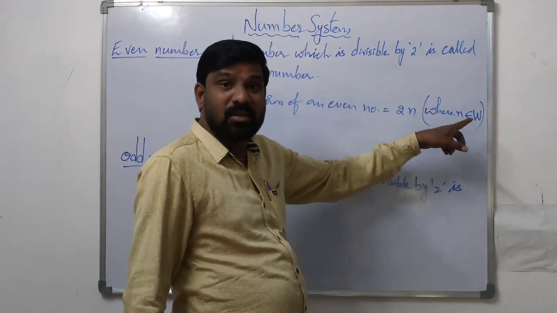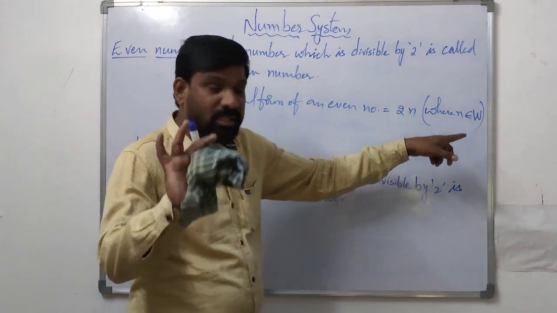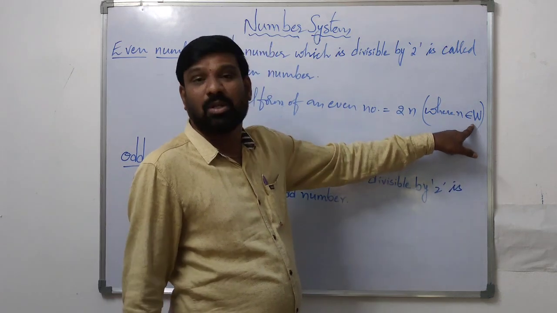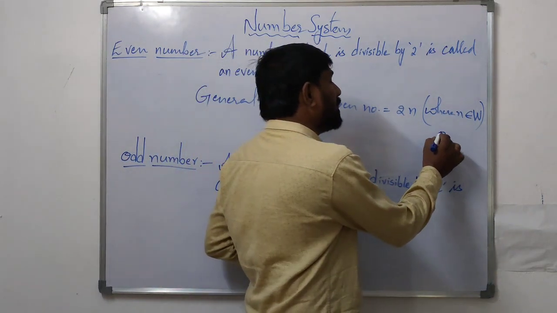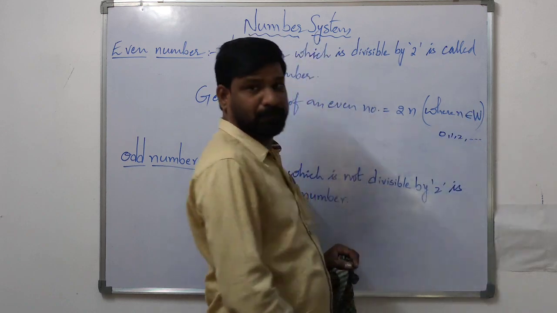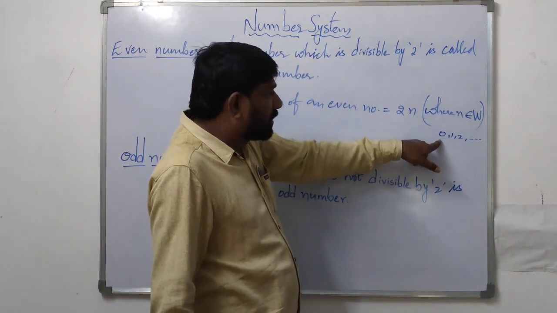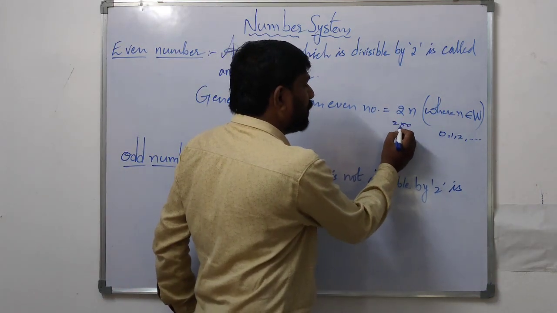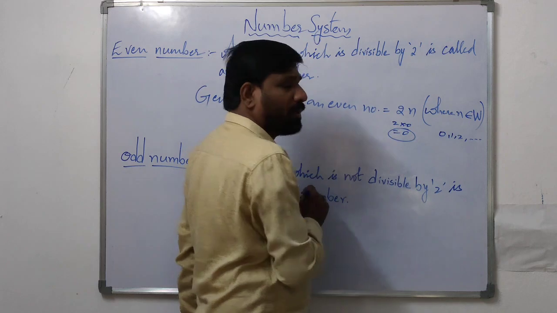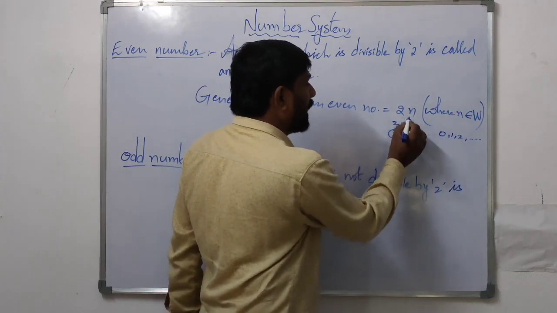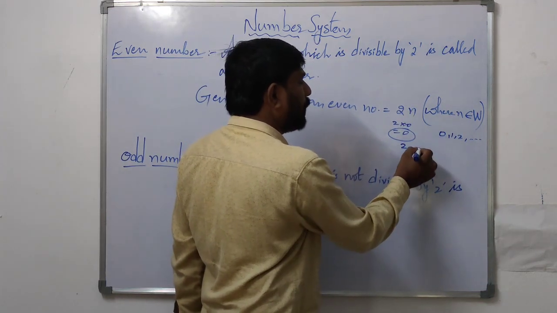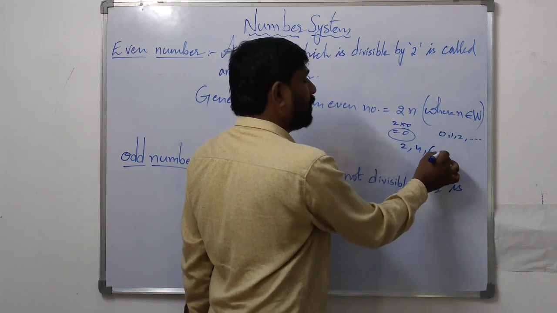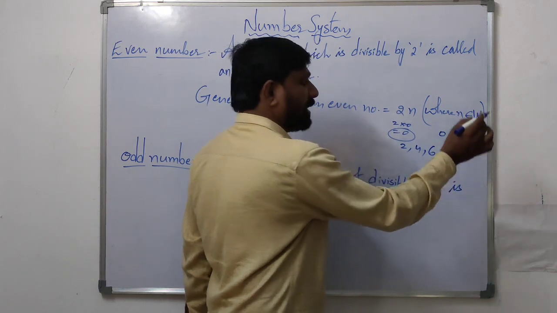We have discussed the whole numbers. If anybody doesn't know about the whole numbers, in the second video we have discussed them. Whole numbers start from 0, 1, 2 and so on. Right? If you take 0 in place of n, what will you get? 2 into 0 means 0 you will get. 0 is the first even number. Next, if you take 1, 2 into 1, 2. Next, n replaced by 2, then you will get 4. n replaced by 3, then you will get 6, 8, 10, like this you will get.